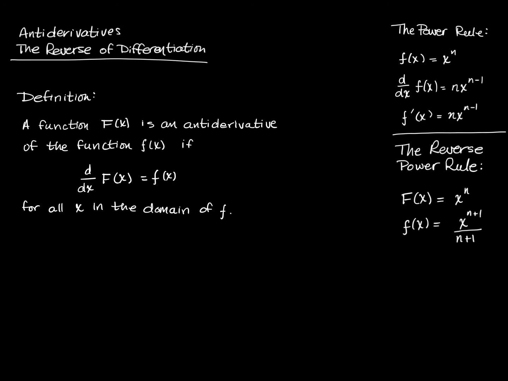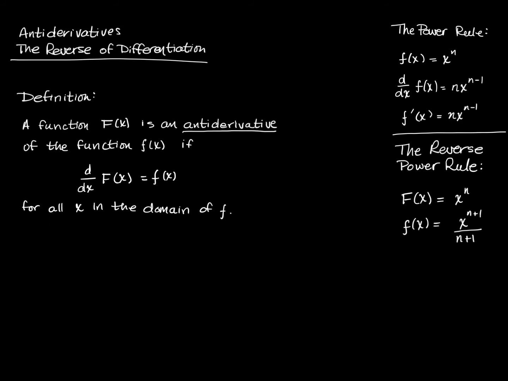Okay, here's our definition. A function big F of x is an antiderivative of the function little f of x if the derivative of big F of x equals little f of x for all x in the domain of little f. Here's what that really means. If little f of x is the derivative of another function, then the other function is the antiderivative of little f of x.